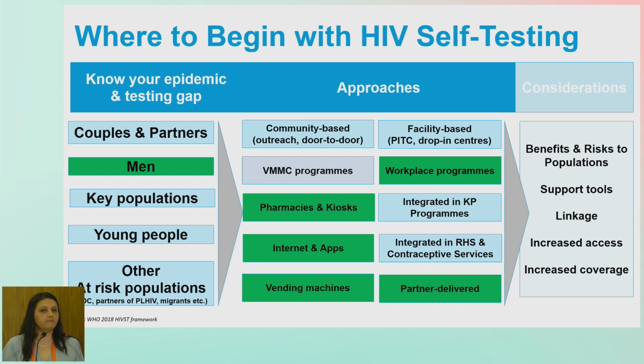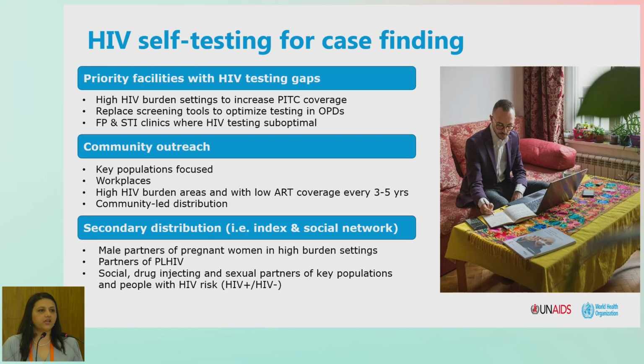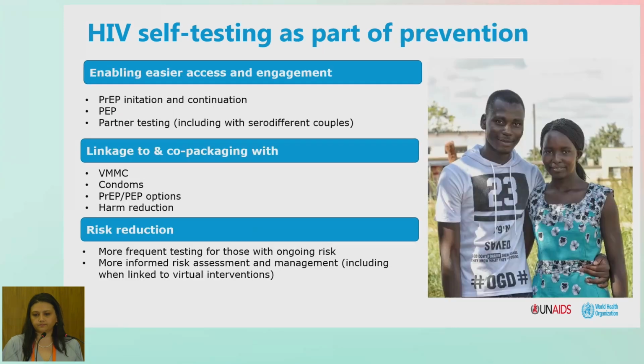Another example could be men. So men in general is now a priority population, and you could use these approaches, as we have highlighted in green, to reach them through HIV self-testing. HIV self-testing is also widely used for case finding, so we can use it in the facility. You can provide a self-test kit to a person who comes to a facility, who can then carry it for their spouse or partners. It could be used for key populations and other vulnerable populations, and also for secondary distribution like index testing or social network-based testing.